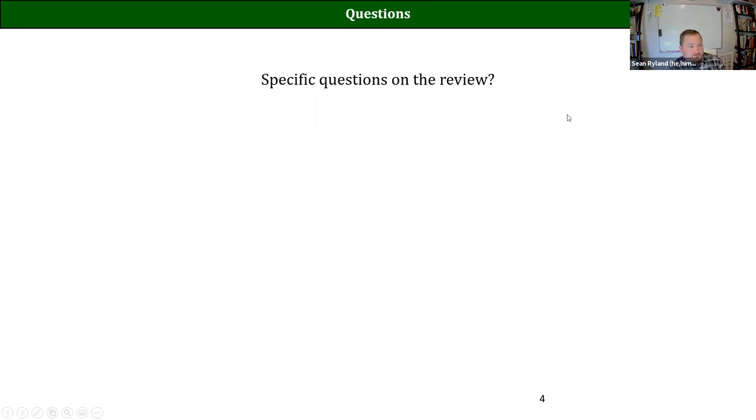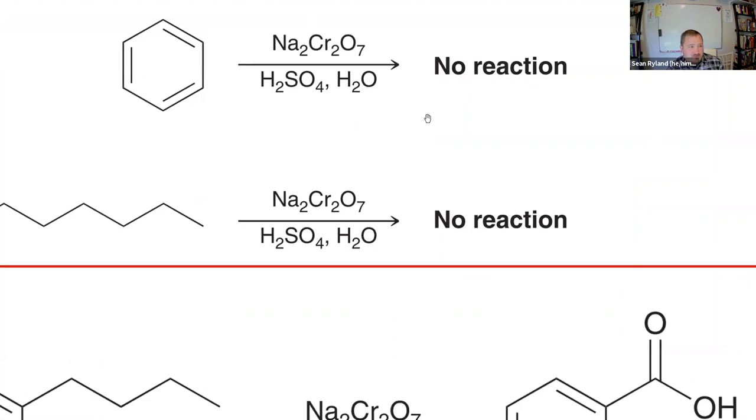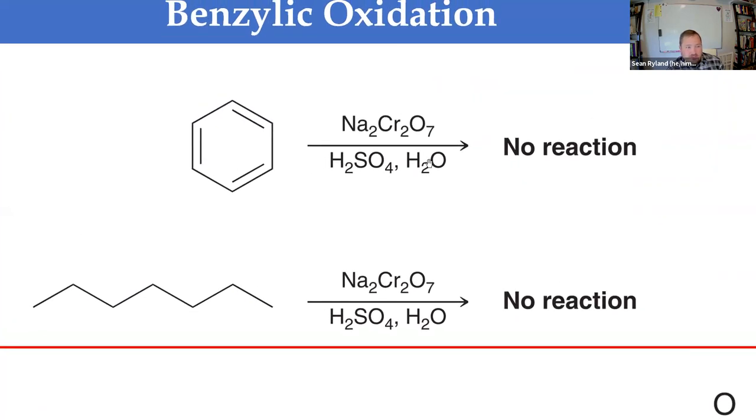Let's go on to some reactions for benzene. For the most part, benzene's really non-reactive. We've talked about that a fair bit. If you put benzene with a strong oxidizer like dichromate or chromic acid, that oxidizes pretty much anything except for benzene. It behaves a lot like an alkane when it comes to putting it with a strong oxidizer.